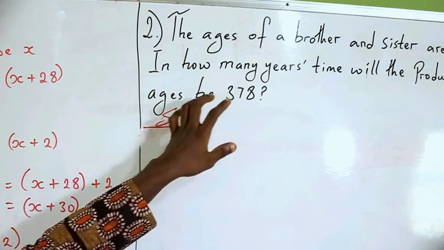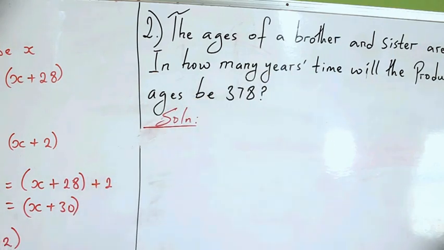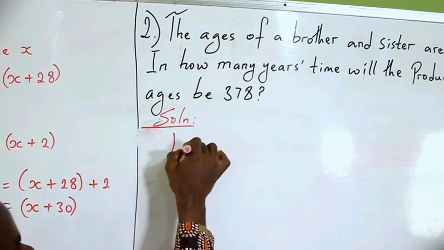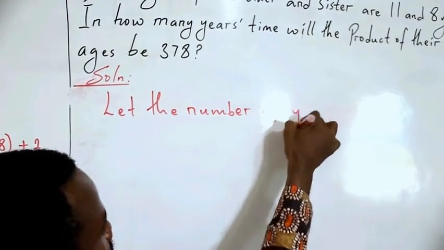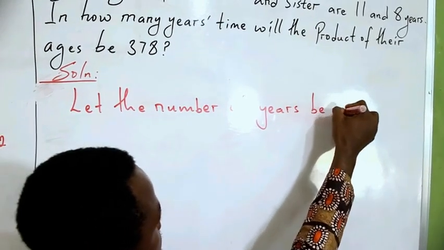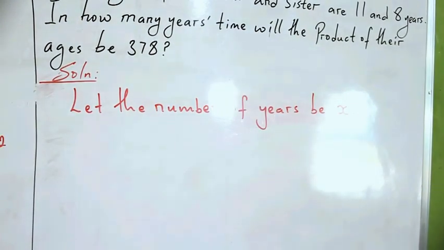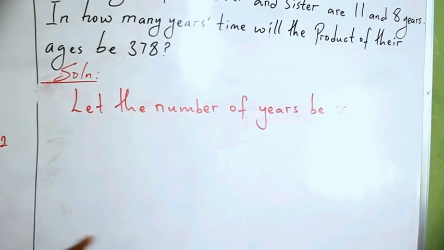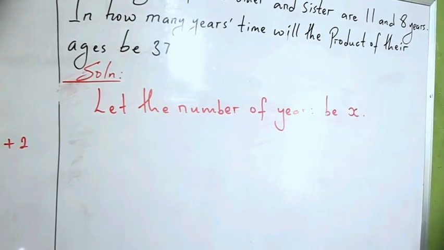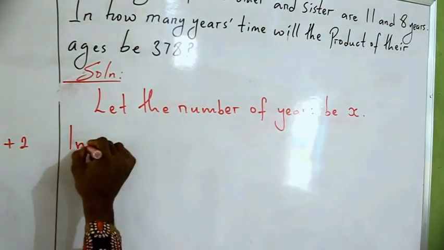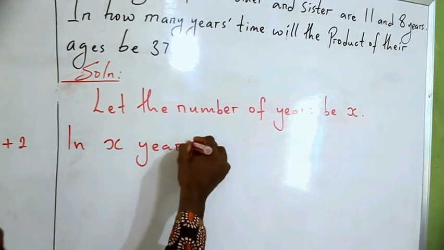We are going to assume that the number of years required here is x. So my first line, let the number of years be x. So in x years' time, the brother should be 11 plus x years old. Likewise, in x years' time, the sister should be 8 plus x years old.